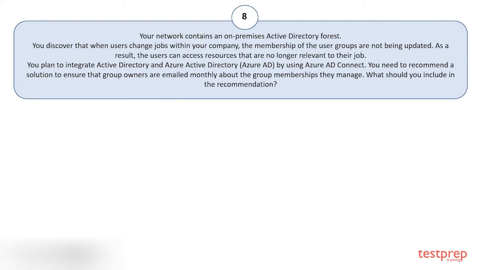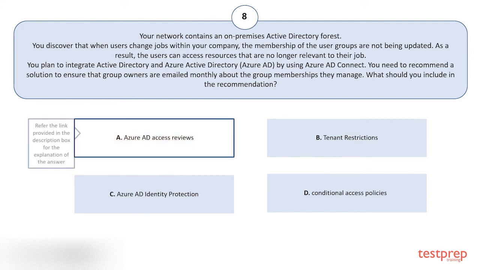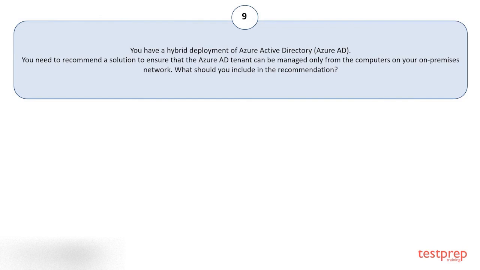Your options are A. Azure AD Access Reviews. B. Tenant Restrictions. C. Azure AD Identity Protection. D. Conditional Access Policies. The correct answer is option A. You have a hybrid deployment of Azure Active Directory. You need to recommend a solution to ensure that the Azure AD tenant can be managed only from the computers on your on-premises network. What should you include in the recommendation?